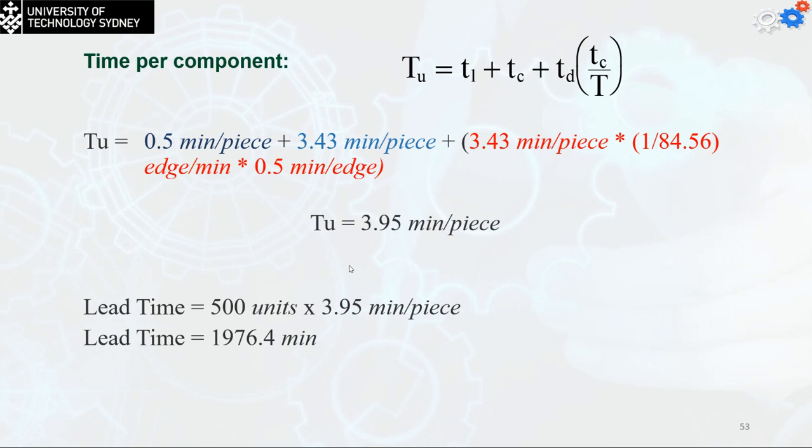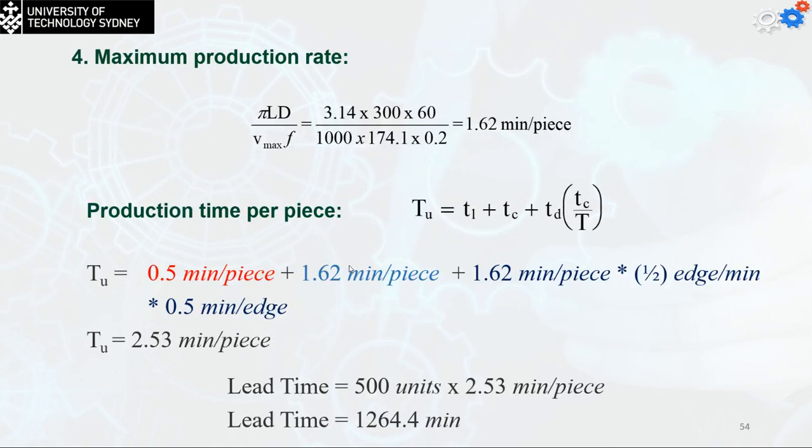I mean, we're going to find the maximum production rate first. So we start with the TC, calculate the TC value. Okay, so the TC value by using the V maximum, of course, is going to be shorter because the speed of the cutting is faster. So it's going to be 1.62 minutes.